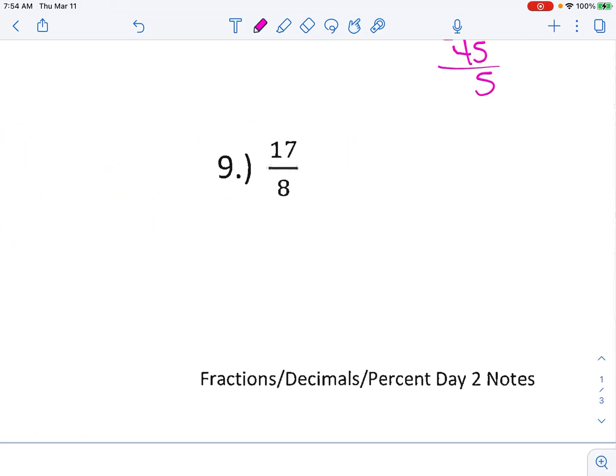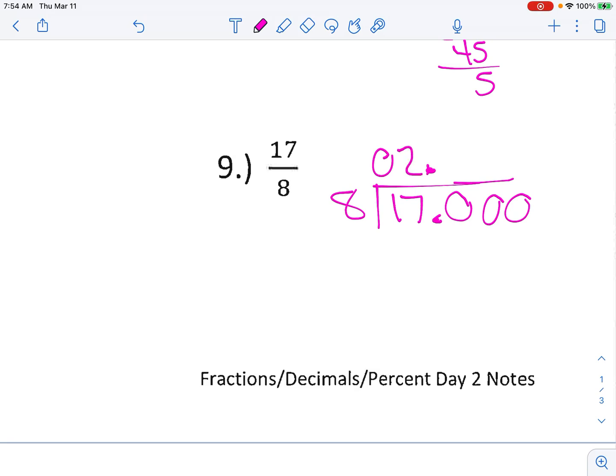Last one on this page. So this is clearly an improper fraction. That is okay. We're still going to do numerator divided by denominator. So 17 divided by 8. Add your decimal and 3 zeros. So 8 cannot go into 1. 8 goes into 17 twice. 2 times 8 is 16.